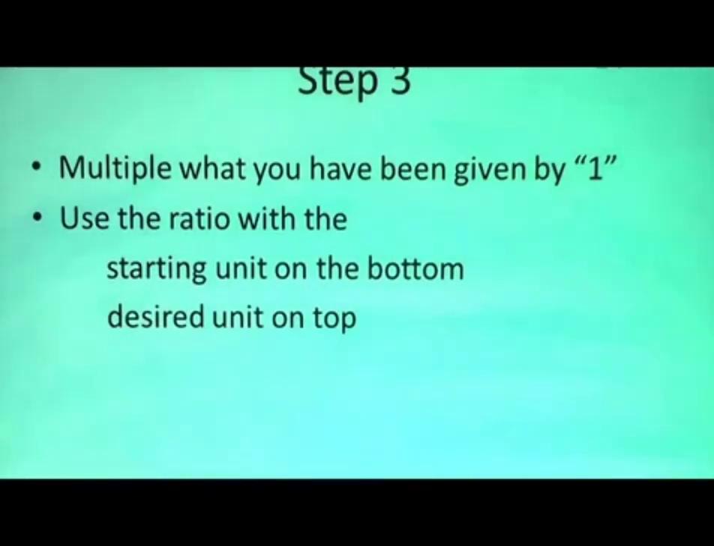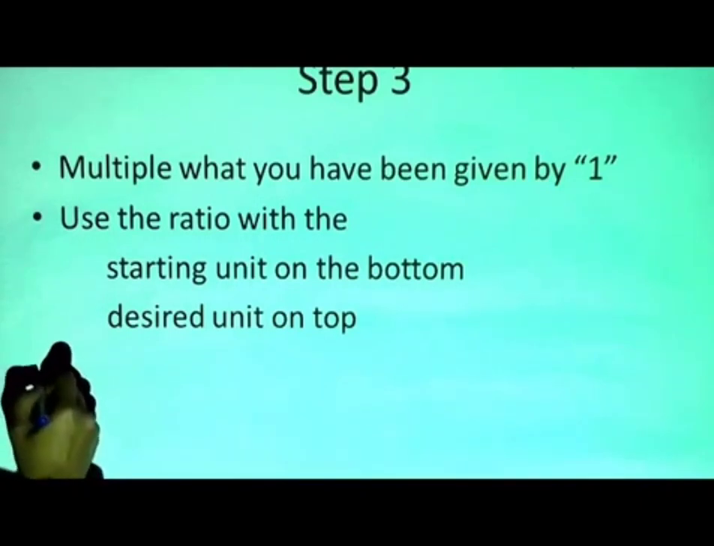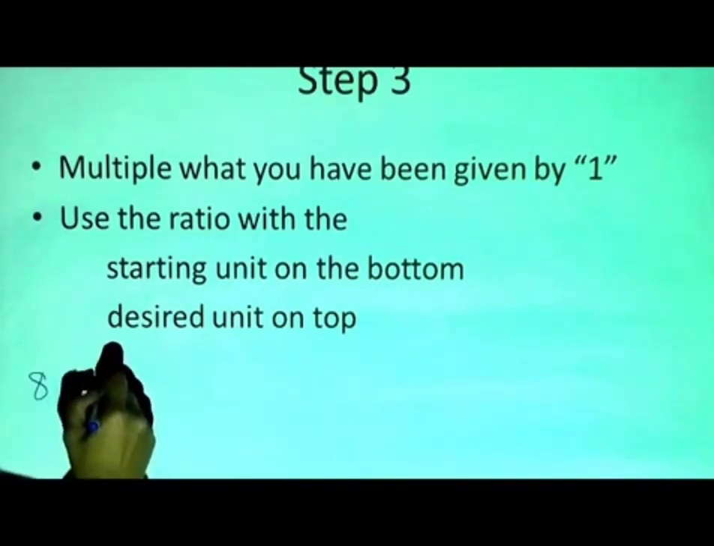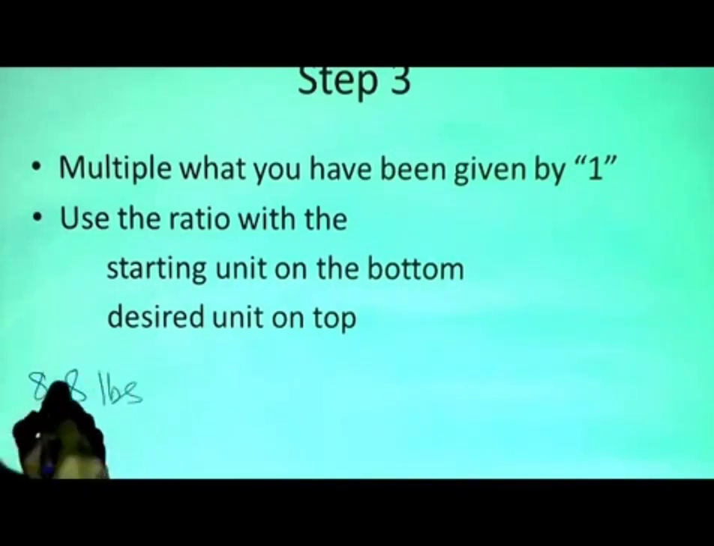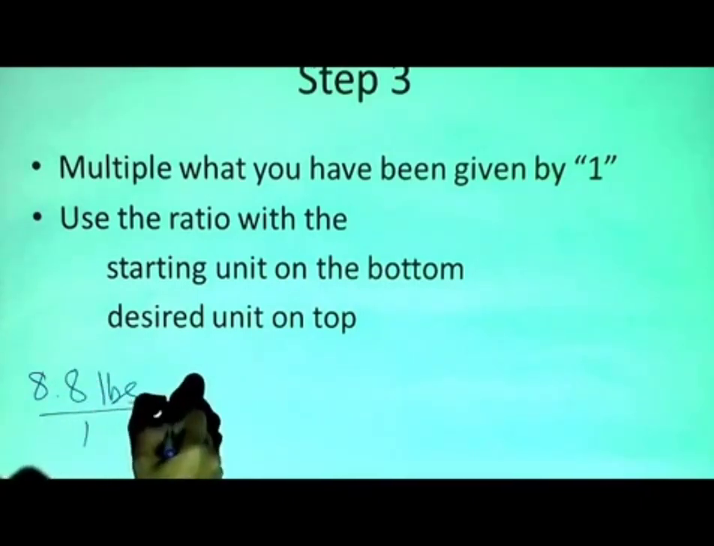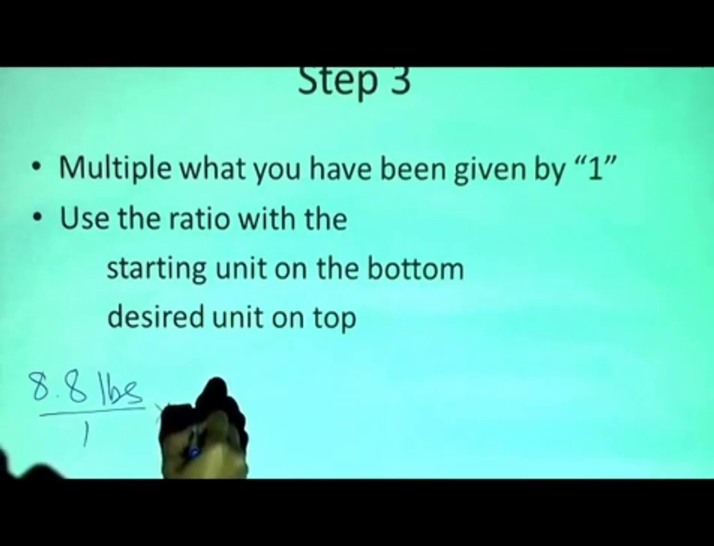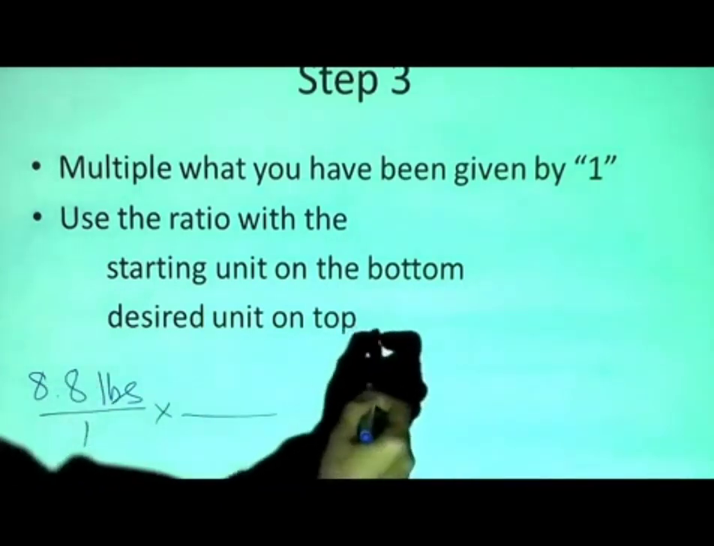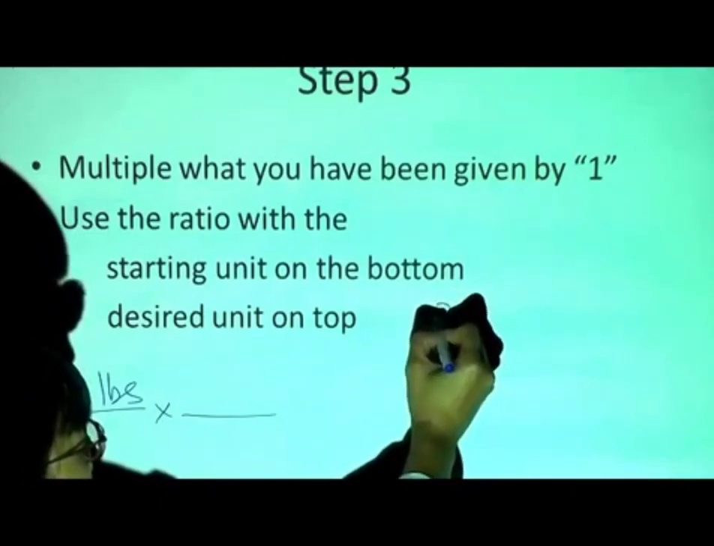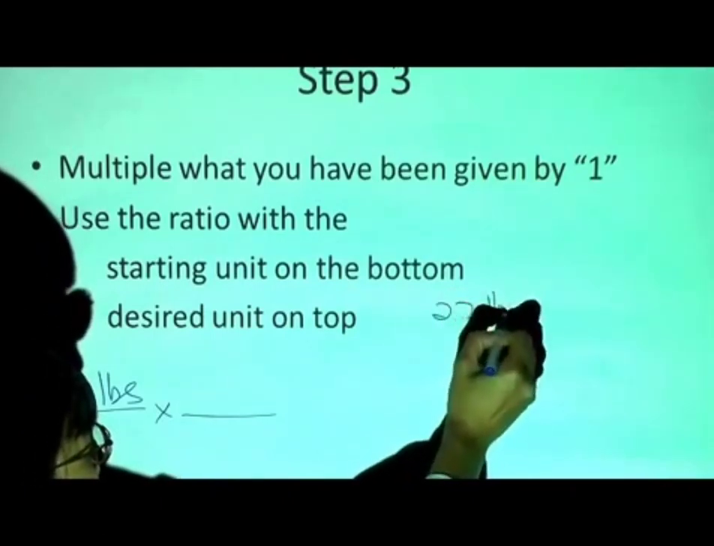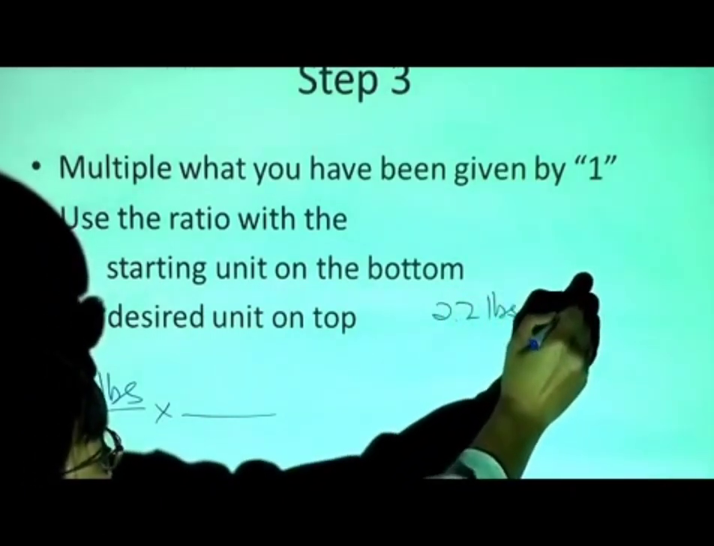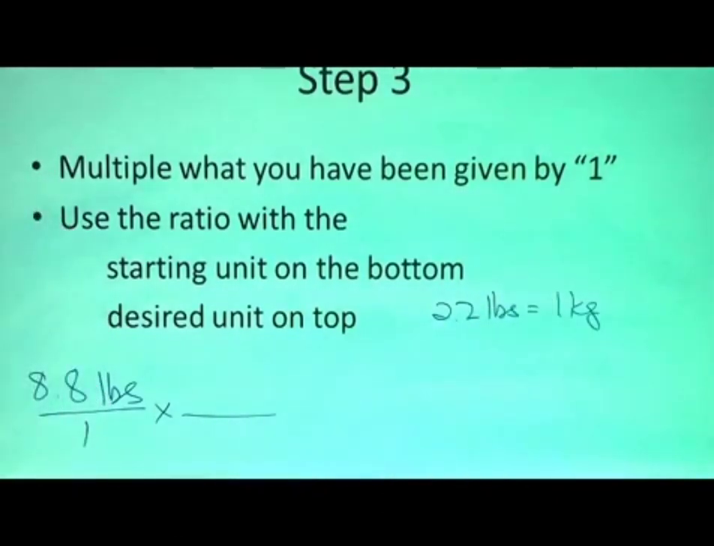Multiply what you have been given by the ratio 1. So what you've been given is 8.8 pounds. Remember, that's understood to be over 1. We're going to multiply this by the ratio 1. Now remember, this ratio comes from the relationship of 2.2 pounds is equal to 1 kg.